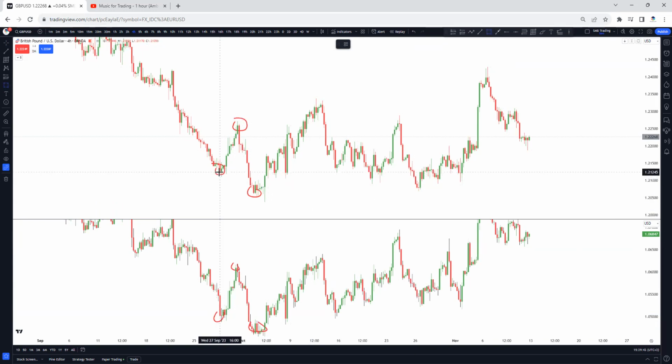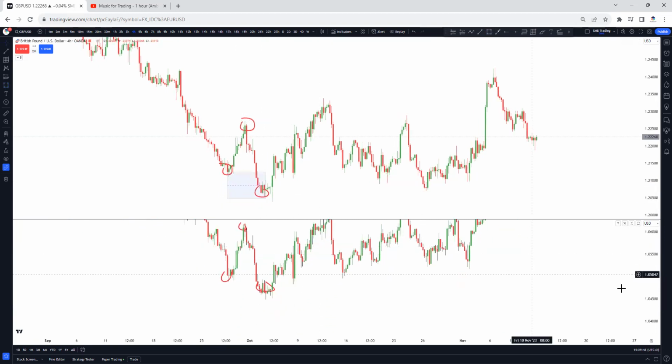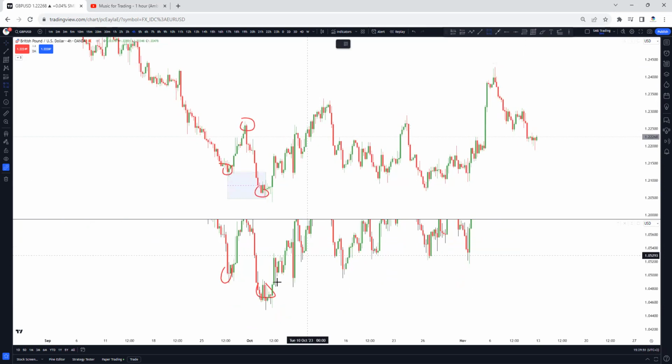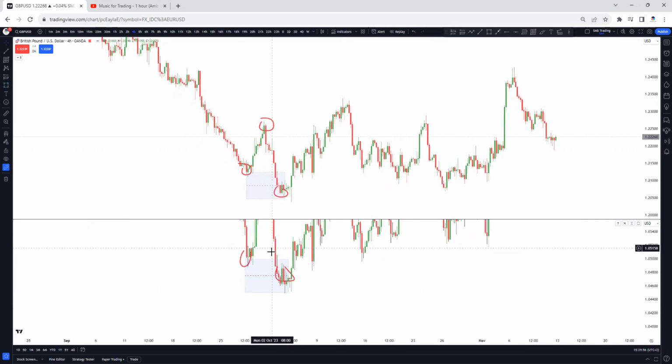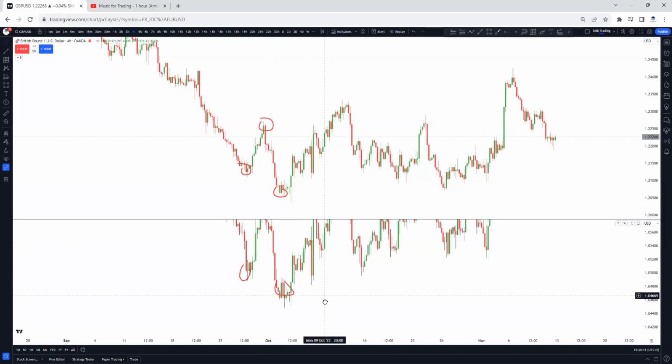The distance from here up to here, okay, and the move from here up to here. You can see the difference. What I'm trying to show you is that when price broke this structure on the British pound dollar, it moved about 84 pips. And then when we come to EU, it moved about 40 pips, which is okay.